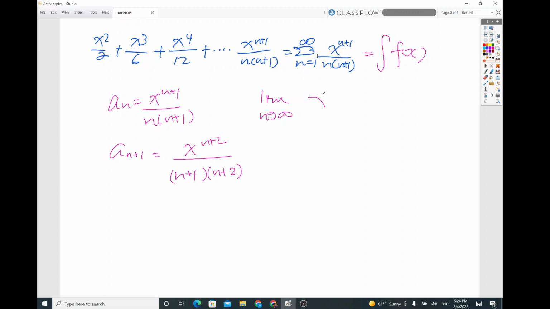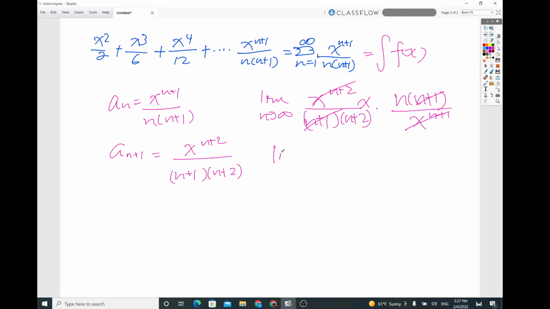So x to the power of n plus 2 all over n plus 1 times n plus 2, and then divided by a sub n. That means you multiply the reciprocal, so n plus 1 over x to the power of n plus 1. So things that we can cancel out here. Obviously that n plus 1, but let me just make sure that everything is correct. Yeah, n plus 1 got canceled. And then this part right here, n plus 1, n plus 2 with the base x. So this one turns out to be just x to the first power.